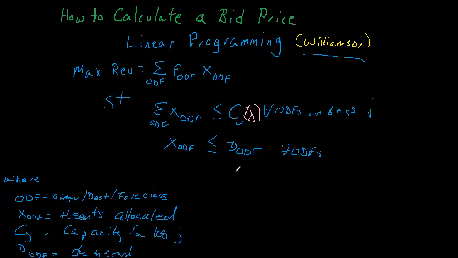Let's see if I can write down here. So there's something called the shadow price, and that is going to be our bid price. Now the definition of the shadow price is, if you have any linear program and you have a constraint, if you were to change the value of the constraint by 1 unit, the resulting change in the value of the objective function would be the shadow price.